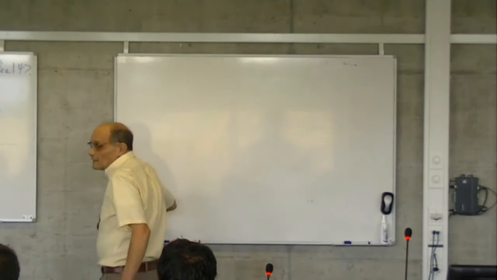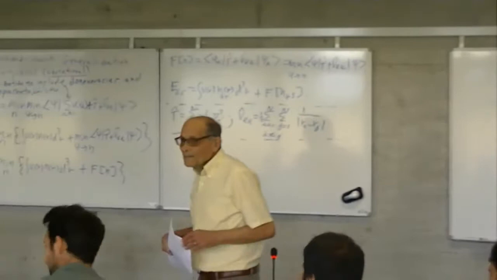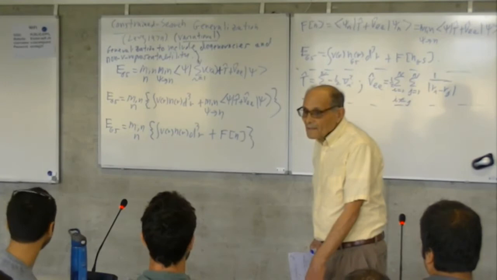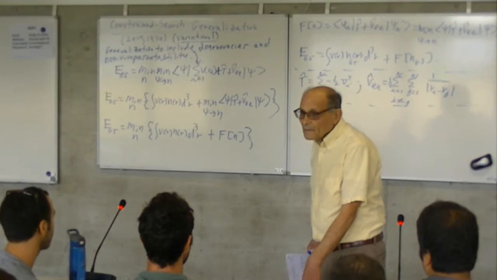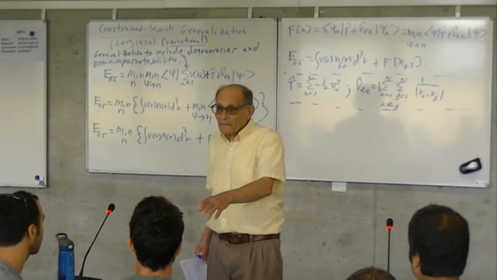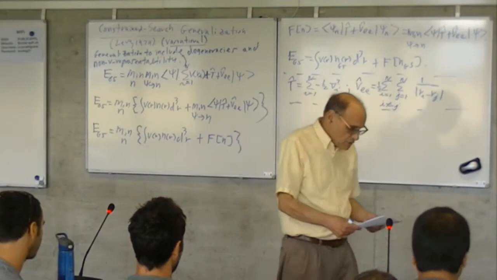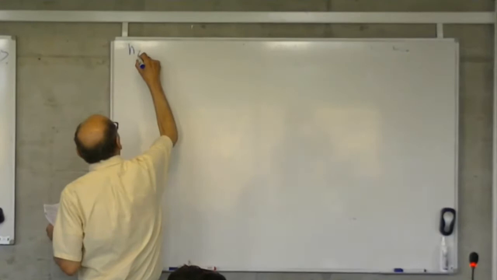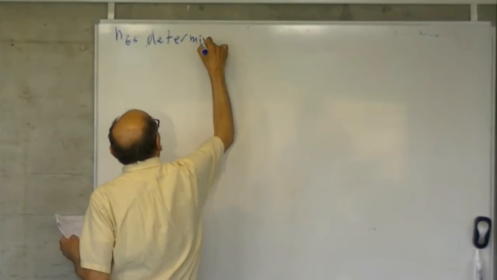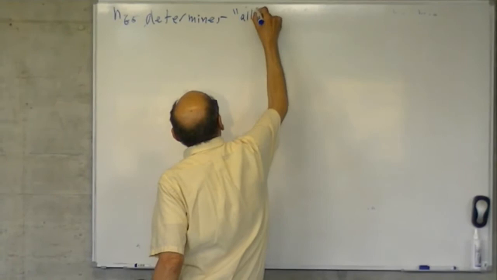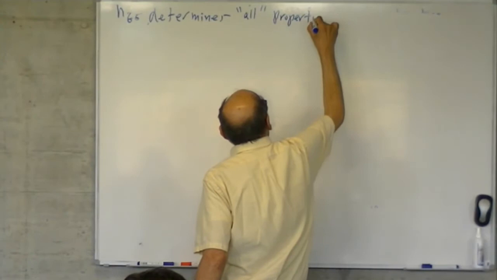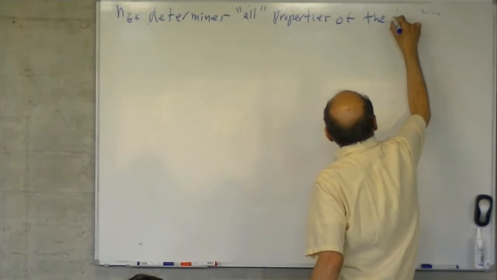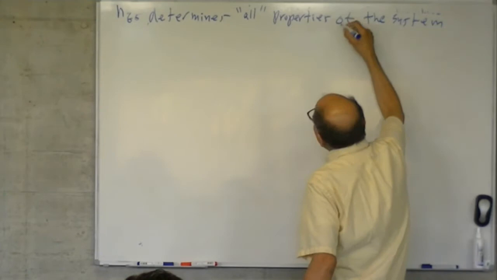Okay, so the basic way that I've introduced it is that there's a unique one-to-one mapping, in a non-degenerate case, between the external potential, the ground state density, and the wave function. That asks the question: any ground state determines, and I put all in quotes, properties. This is the mapping. All the properties of this system. There are two proofs.